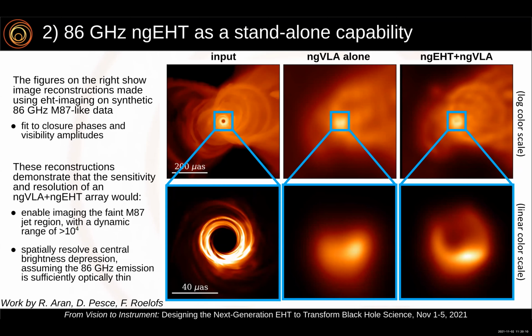And this is quite incredible because with the ability of ngVLA to observe a lot at 86 gigahertz and ngEHT being available for 86 gigahertz observing, we could actually make M87 movies of the shadow and the jet at 86 gigahertz for a very long time, which would be pretty amazing to study the jet and shadow connection.